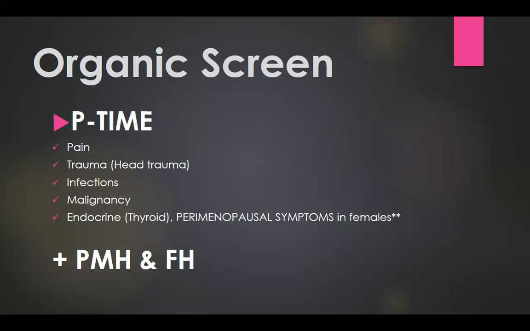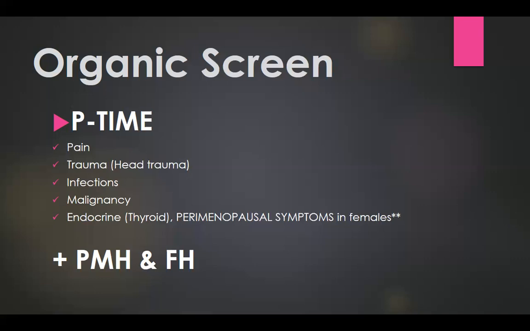So we have to ask, do you have pain anywhere? Have you been getting headaches? Has there been any trauma to your head? Have you been having any fevers, chills? And for malignancy, there are the famous questions that we ask in the AMC. There is loss of weight, loss of appetite, lumps and bumps, and night sweats.